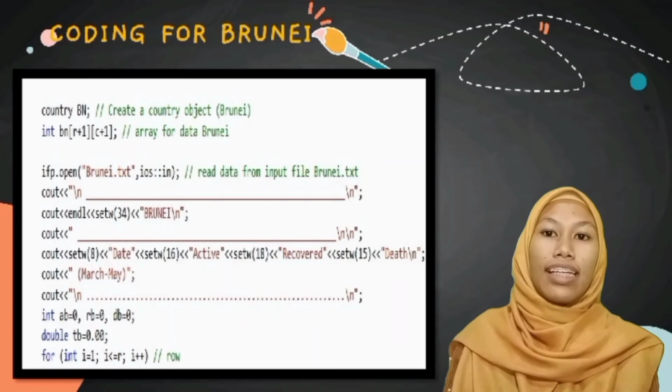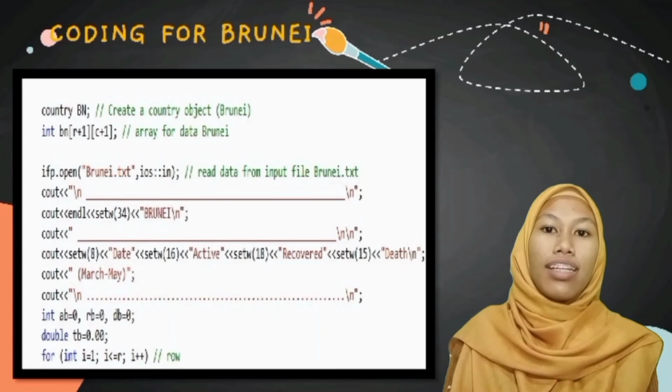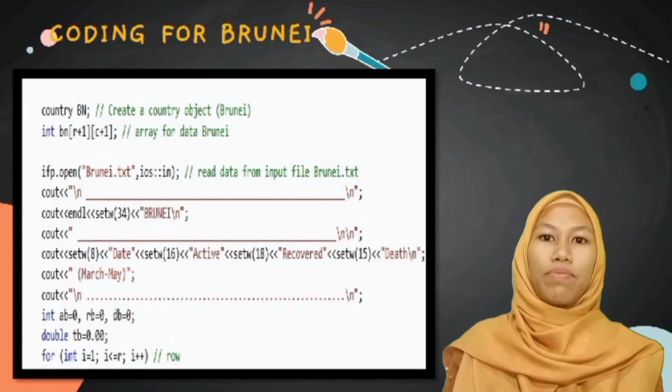To read the data in the input file, we have to open that file first with the format ifp.open, open bracket brunei.txt, ios::in and semicolon. Then we just create a table for date from March to May, active, recovered, and death cases, so that the data will display in correct order.